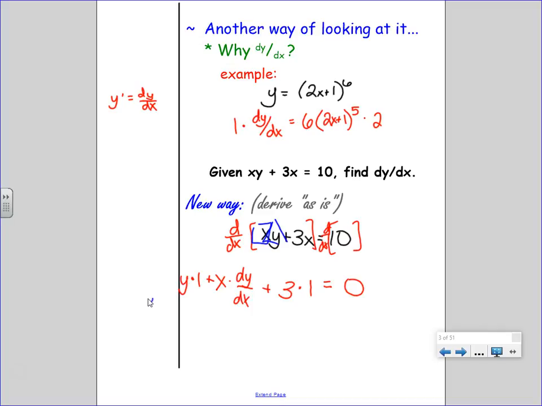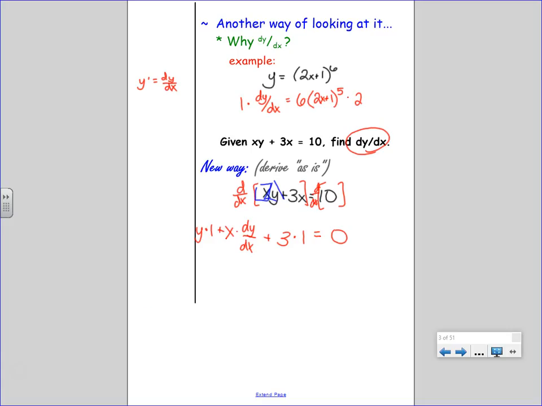Well, but our job isn't to find this nasty expression, even though this is a step in the process. What's our job to find? So if you can't get y alone, see if you can derive and then get dy dx alone. Can we do that? Yeah. How do we get dy dx alone? So, well, yeah, we can make it look prettier. So that would be y plus x dy dx plus 3 equals 0.